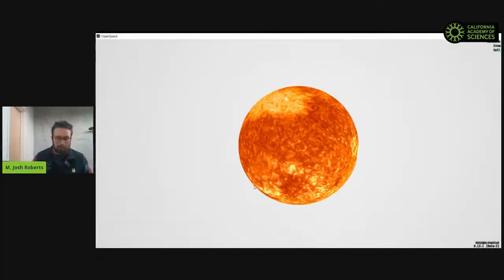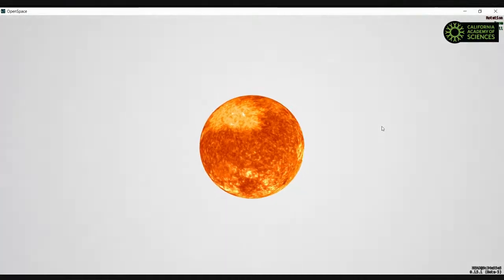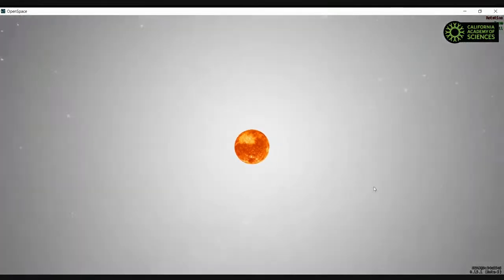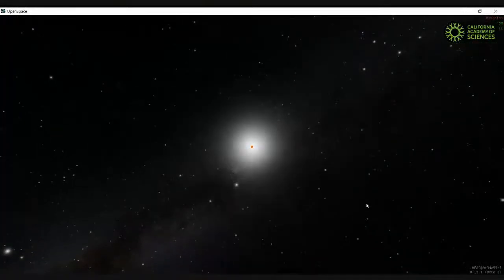So today we're using a software called OpenSpace. You can see the sun floating right there next to me. Now, the sun in OpenSpace is actually floating in a white void. It's actually the glare of the sun. Back out a little bit, you can see space around the sun, giving it a kind of context.